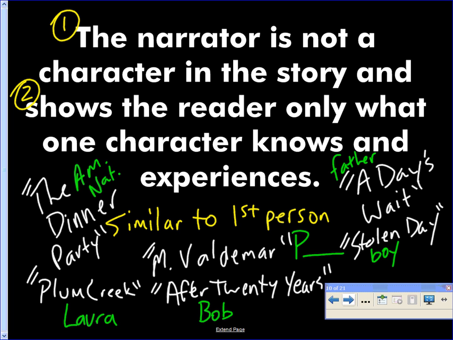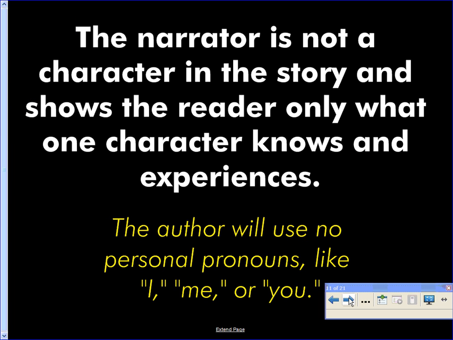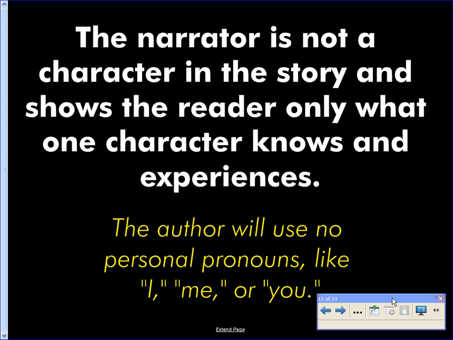So, whenever you're identifying the third limited perspective in one of those stories, please make sure that you are identifying who the perspective is limited to. Of course, our pronoun criterion is not necessarily that we see he, she, and it. A lot of people will say that, but all perspectives use he, she, and it. More importantly, the author will not use personal pronouns like I, me, or you. So if you see, of course, outside of dialogue and quotation, the author using I or me, you're in first person. If you don't see that, you know that you're in some type of third.